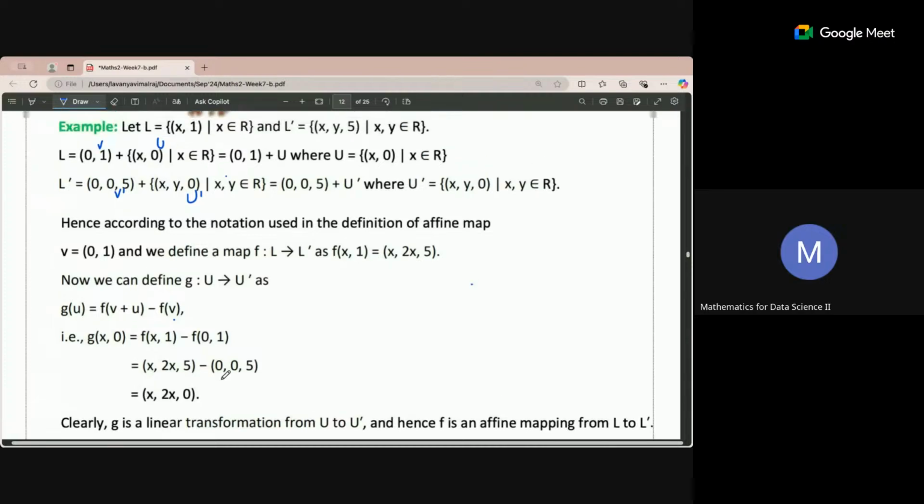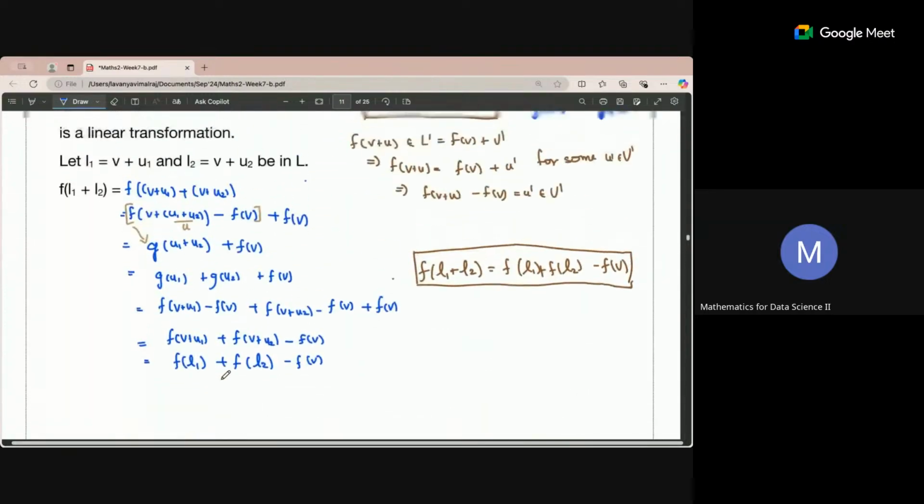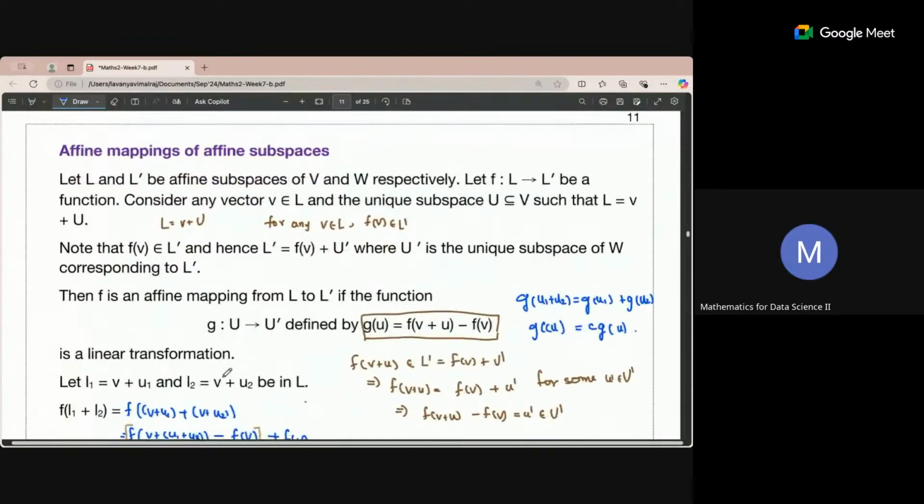So I'm just telling what we have done in affine mappings. For an affine mapping, you are defining a map from L to L dash. You should have a representation for L and L dash. L is V plus U and L dash is f of V plus U dash. Then you are defining G from U to U dash in this way. If you can verify that this is a linear transformation, then you know that f is an affine mapping. So this is the definition of affine mapping.